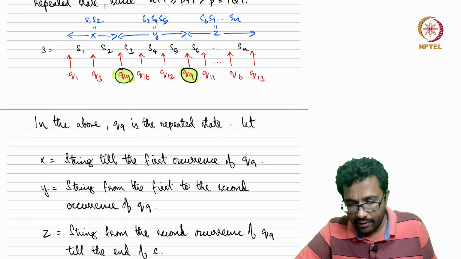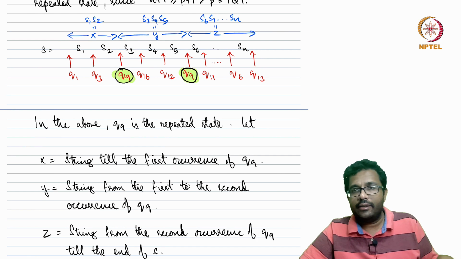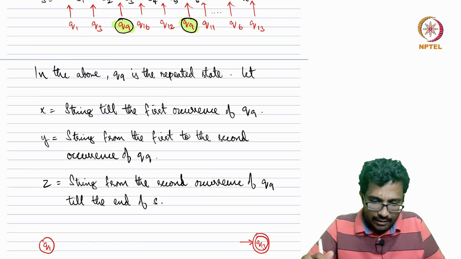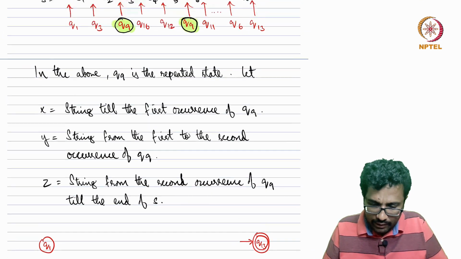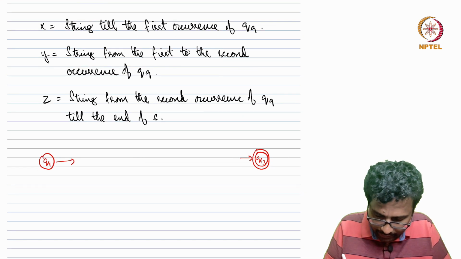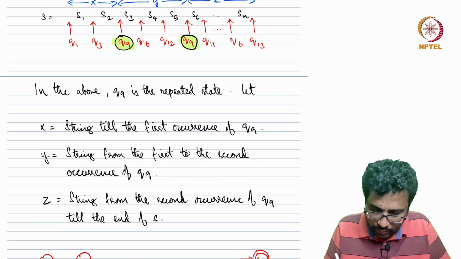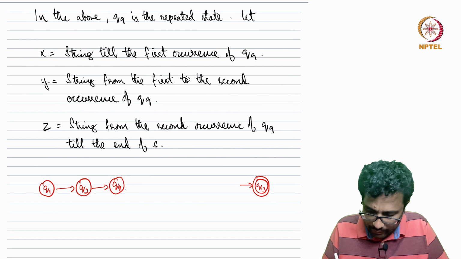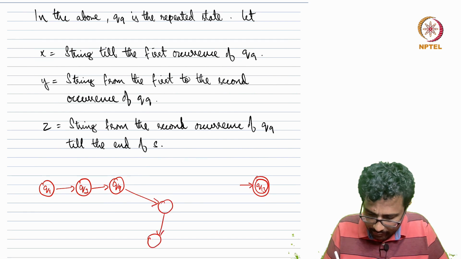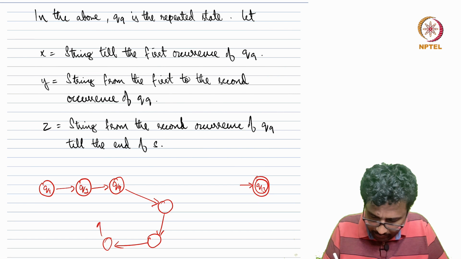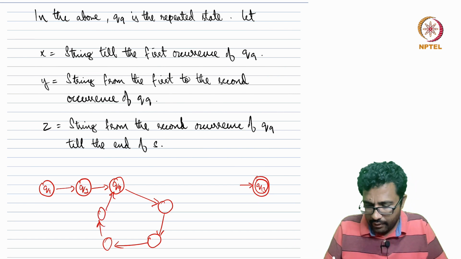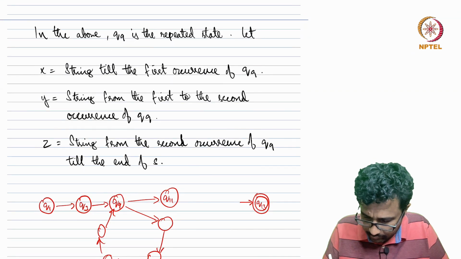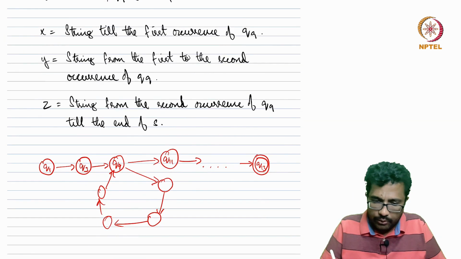And Z took the machine from Q9 to Q13, which is an accept state, right? So let's try to maybe draw it, depict it pictorially. So let's say X does this, Q3, Q9, right? And then let's say some states, Q9 does something, right?